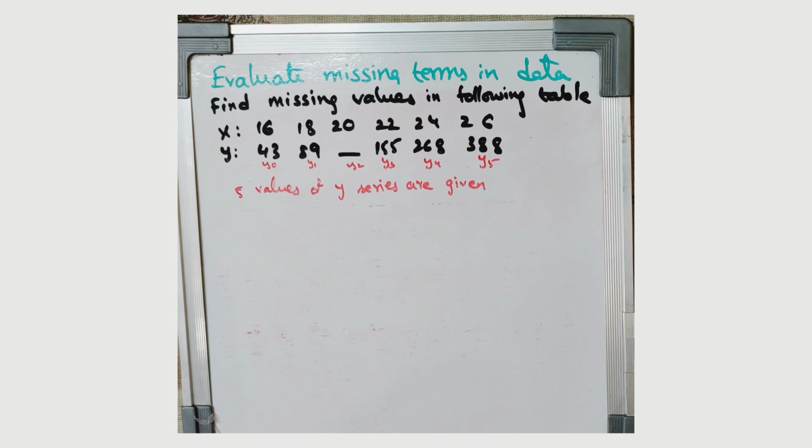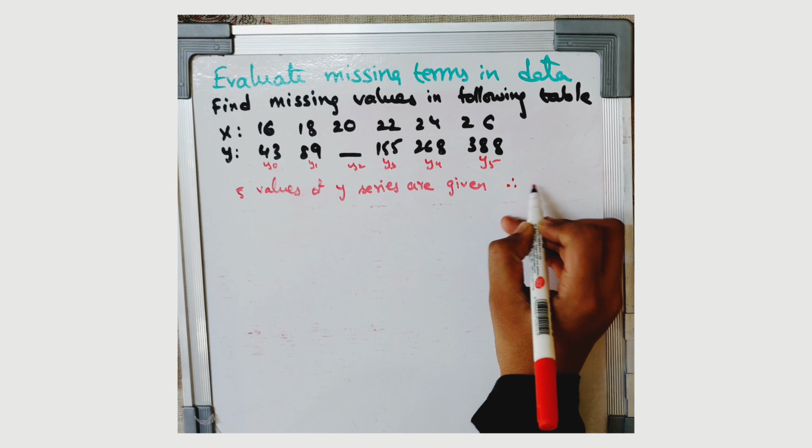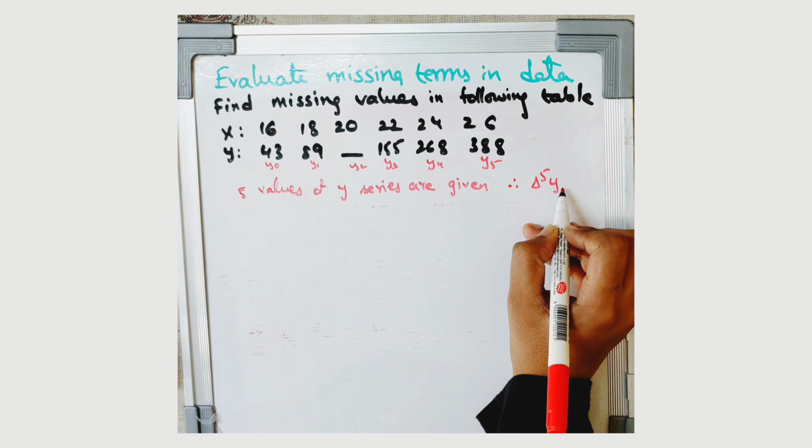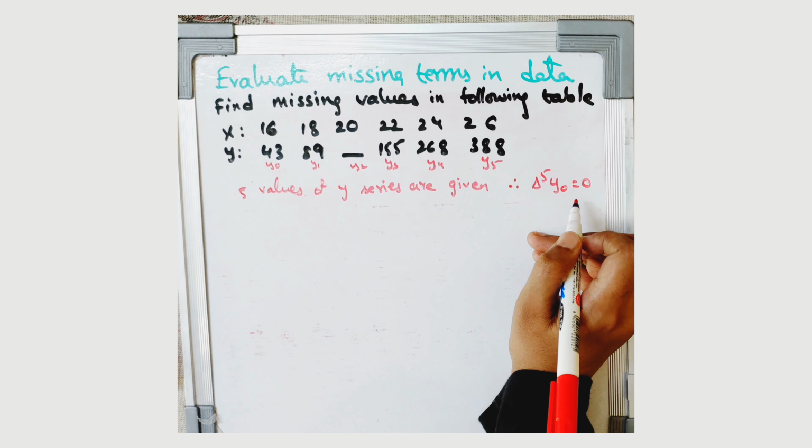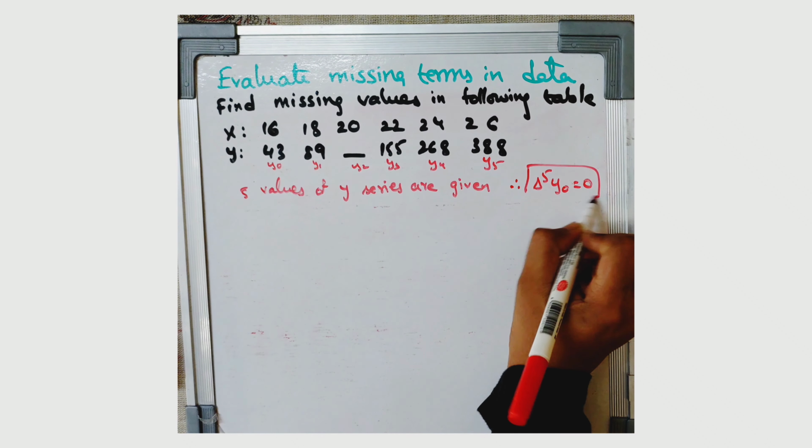Therefore, now you can take delta power 5 y0 equals 0. Okay, remember this.